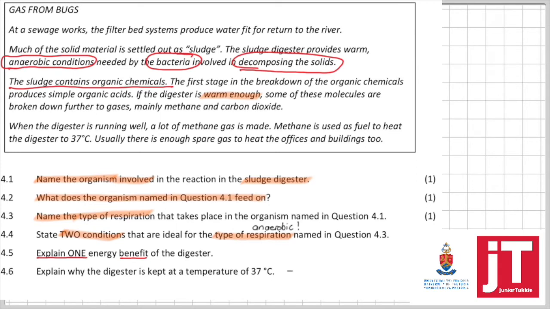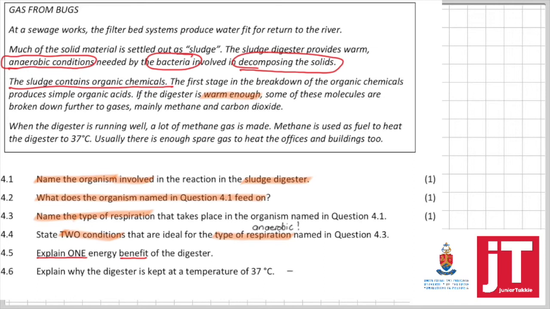Question 4.5. Here we look at the word explain. There's a different action word now in this question. In previous question, question 3, we were working with the word describe, and now we're having a look at explain. The question asks us, explain one energy benefit of the digester. So this is dealing with the what and the why. That's why there's 2 marks. The what and the why.